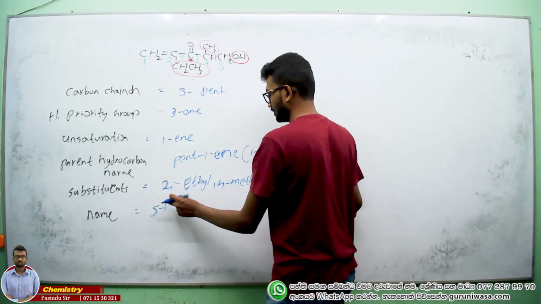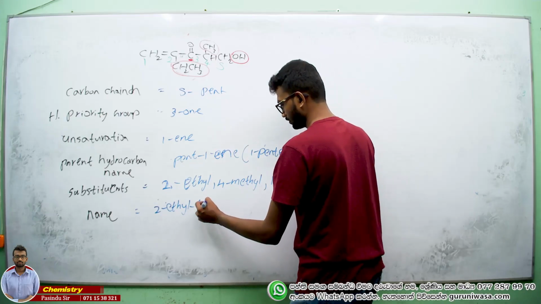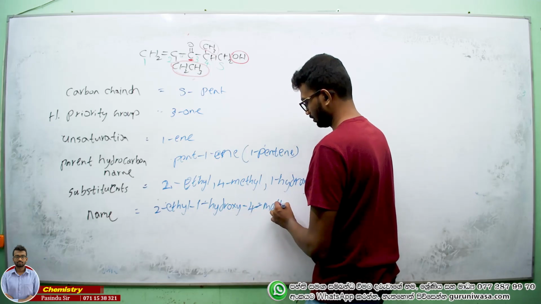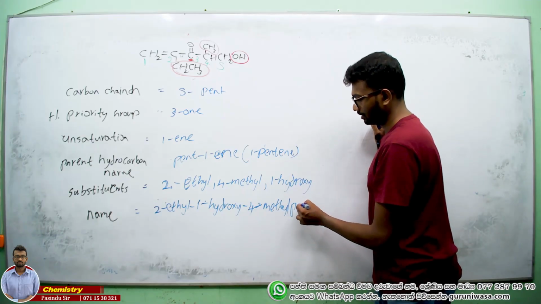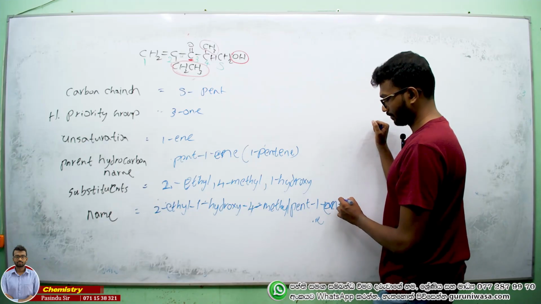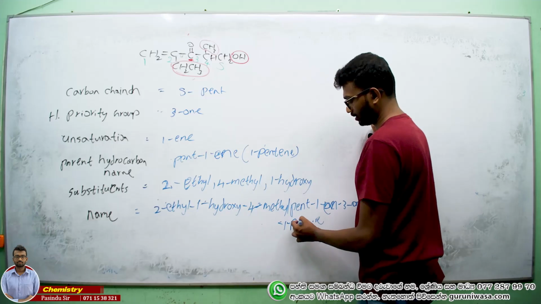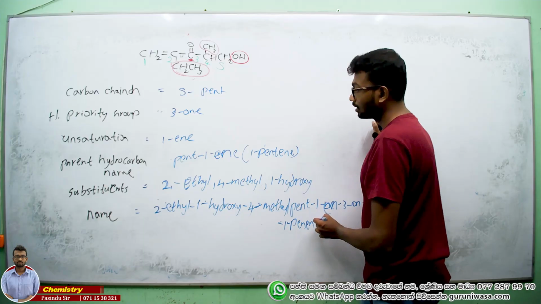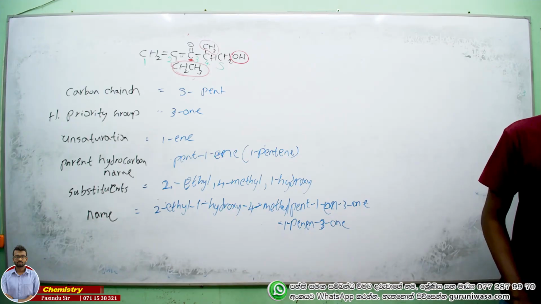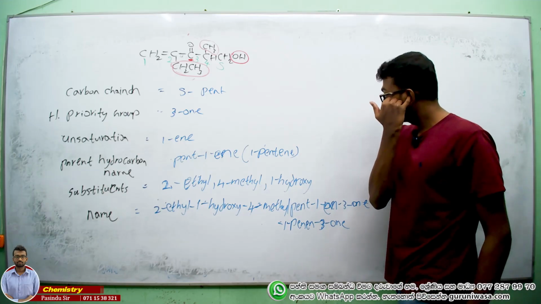So which one comes first? Alphabetical order: A, B, C, D, E. So 2 ethyl, 1 hydroxy, 4 methyl, pent 1 ene, 3 one. 1 hydroxy 2 ethyl 4 methyl pent 1 ene 3 one, right. Okay, it's done.